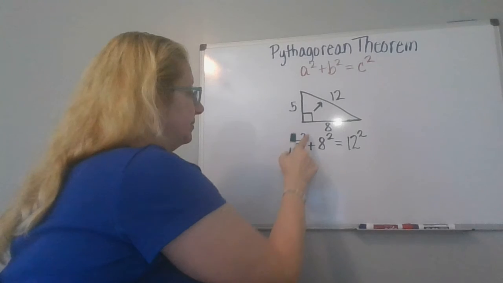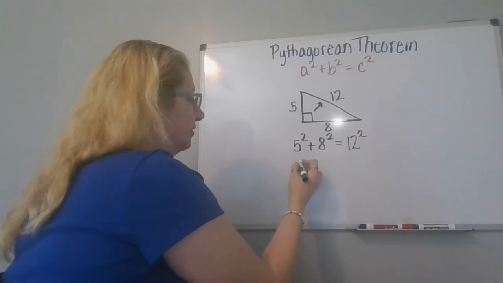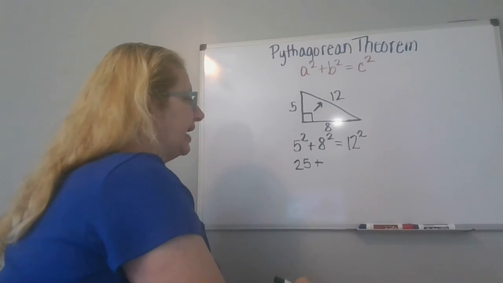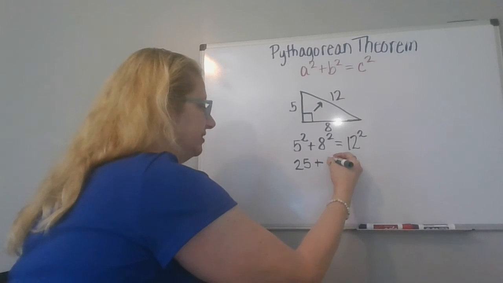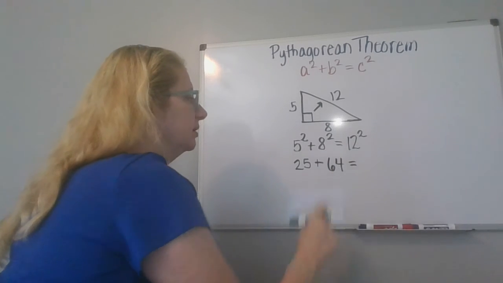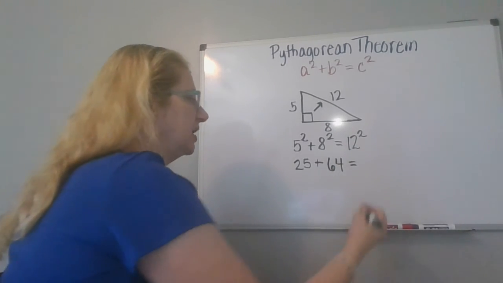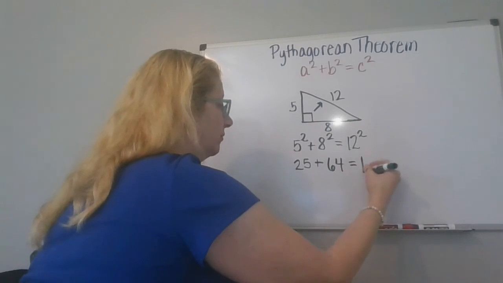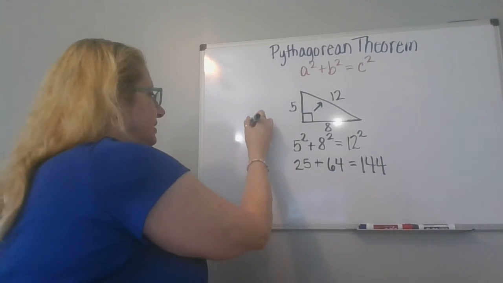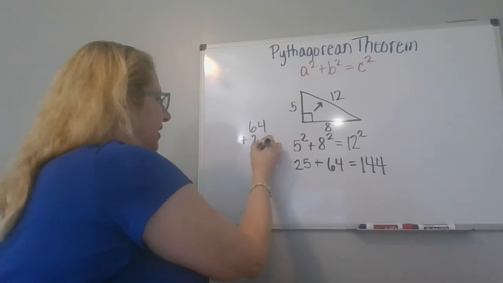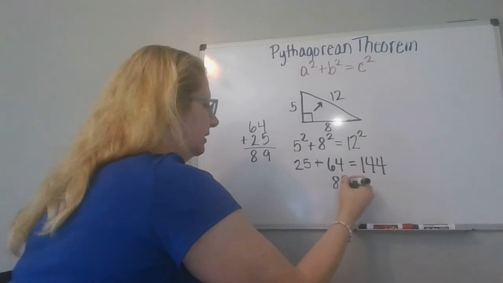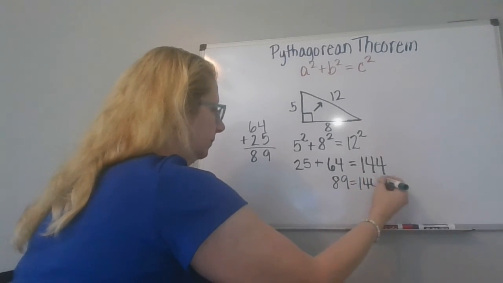So let's go ahead and simplify here. 5 squared is 5 times 5, which is 25. We'll add that to 8 squared, and 8 squared is 8 times 8, which is 64. And that would be equal to 12 squared, which is 12 times 12, and 12 times 12 is a gross, which is 144. So we have to find the sum of these two numbers. So let's do 64 plus 25. That gives us 9 and 8. So we get 89 equals 144.